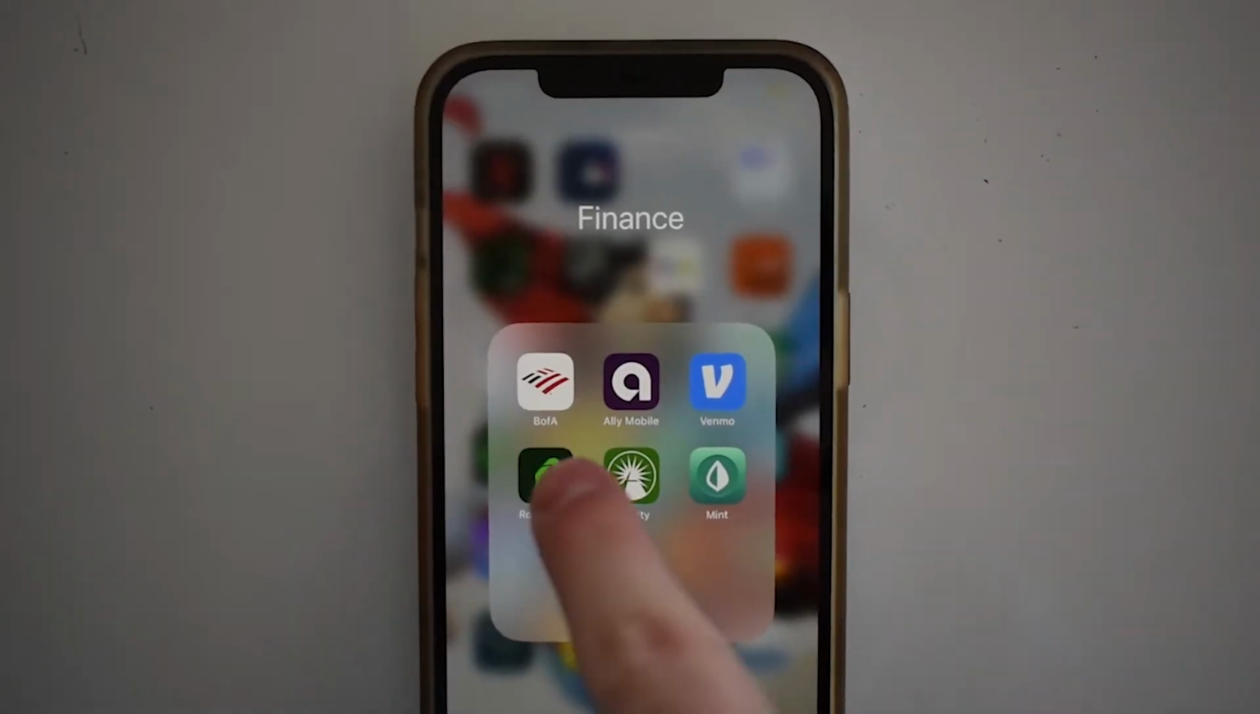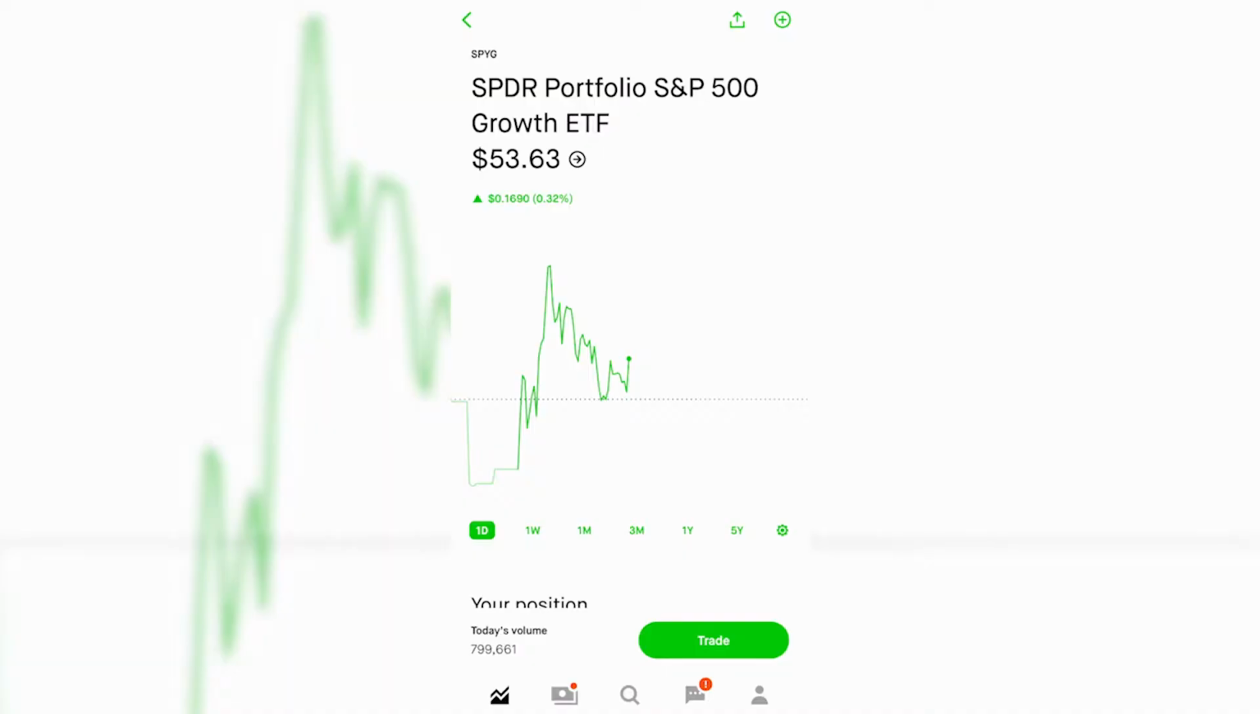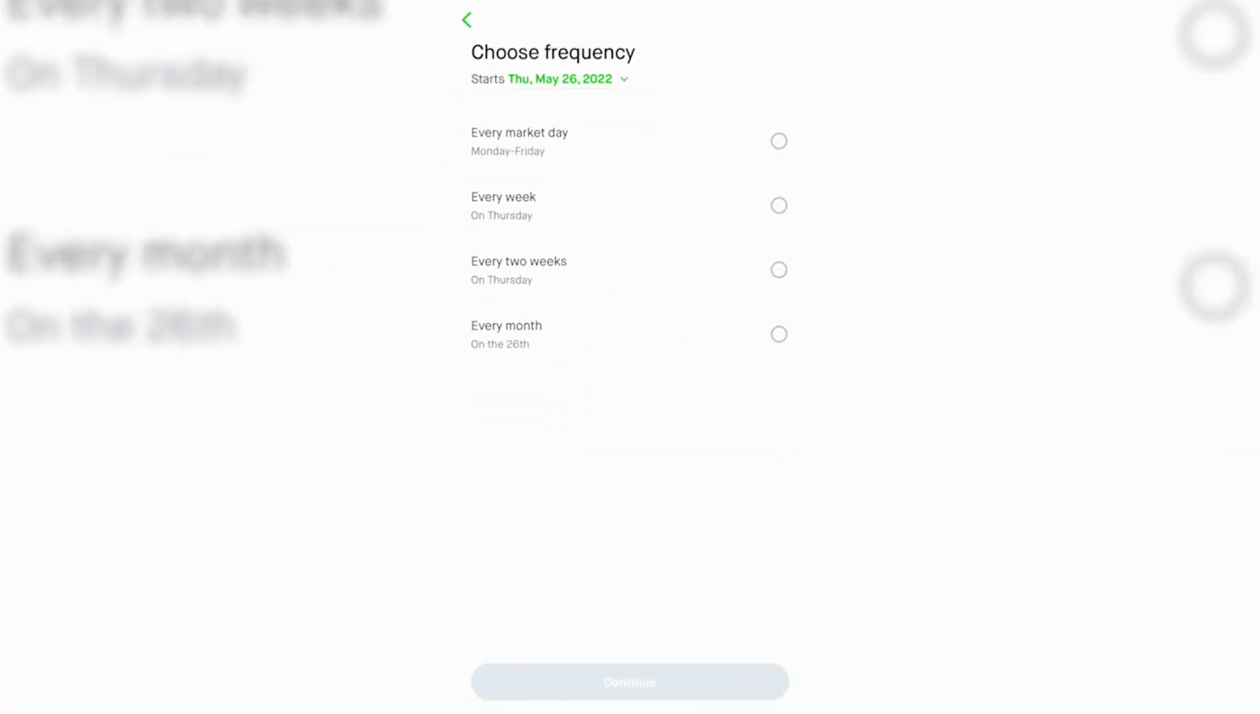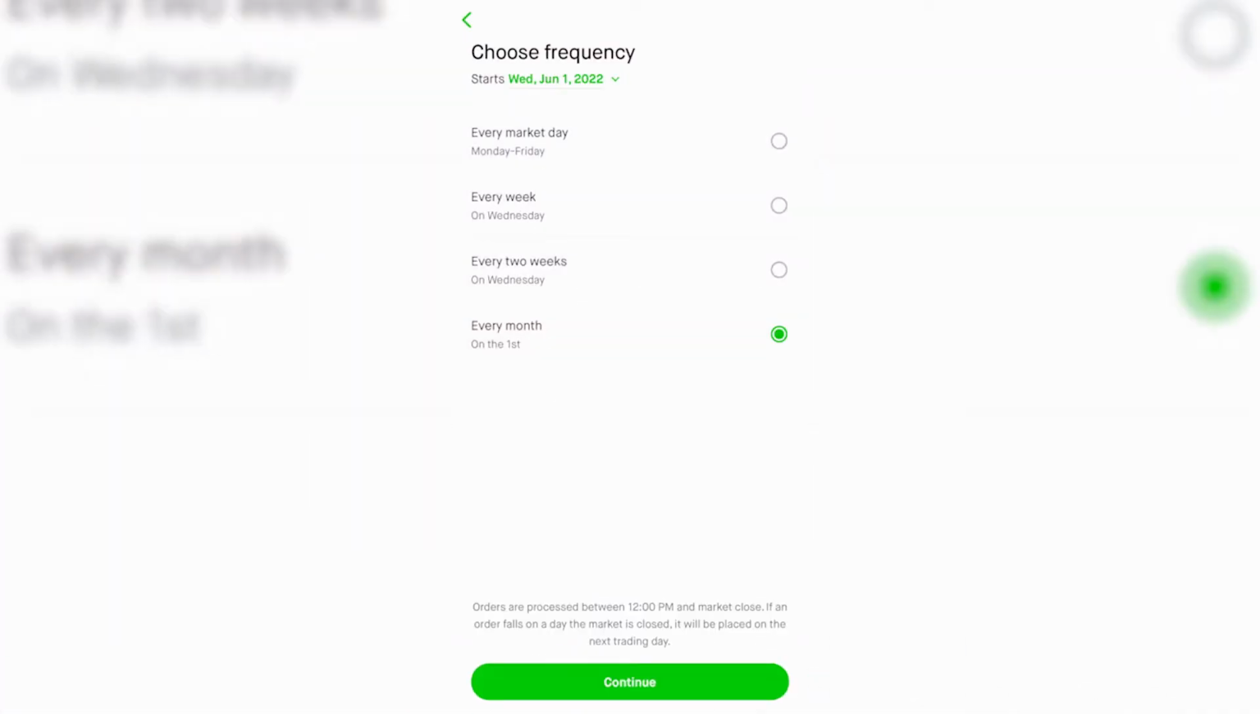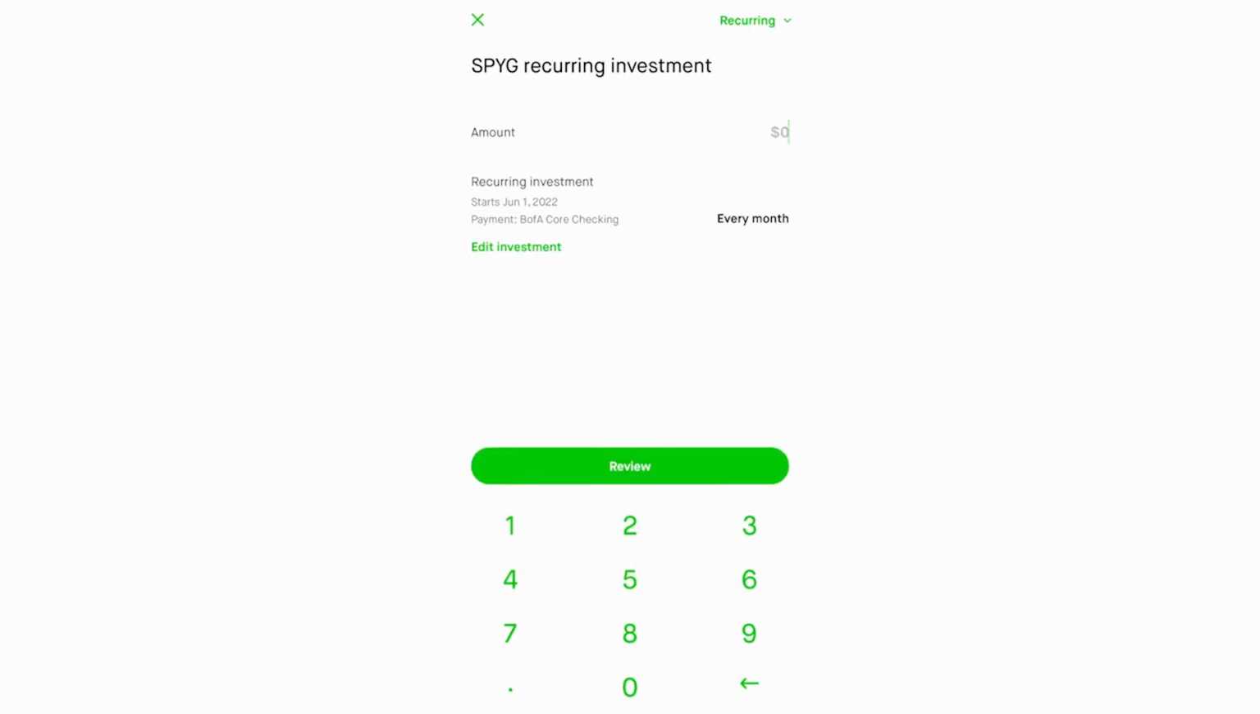After maxing out my Roth IRA on Fidelity, I move on to making investments through Robinhood. Let's look at how recurring investments work on the app. You get more options for frequency. You can invest every day the markets are open, weekly, bi-weekly, or monthly. After choosing your frequency, you then pick where your cash is coming from and how much you'd like to invest in the period that you've chosen.